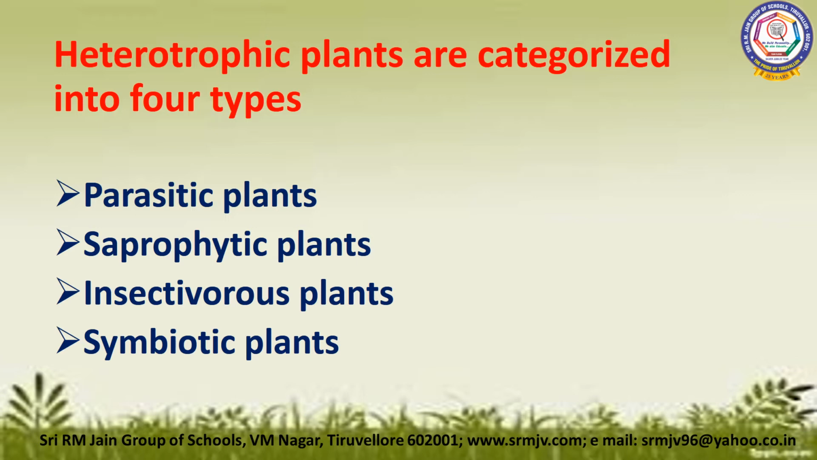Depending upon the mode of living and mode of intake of food, heterotrophic plants may be categorized into four types. That is parasitic plants, saprophytic plants, insectivorous plants, and symbiotic plants.